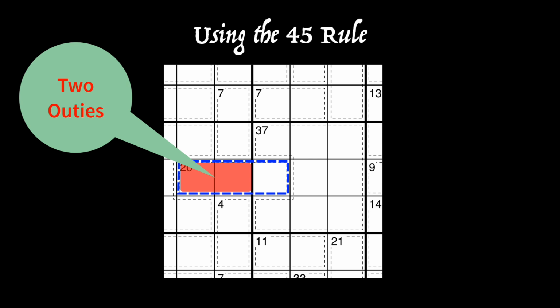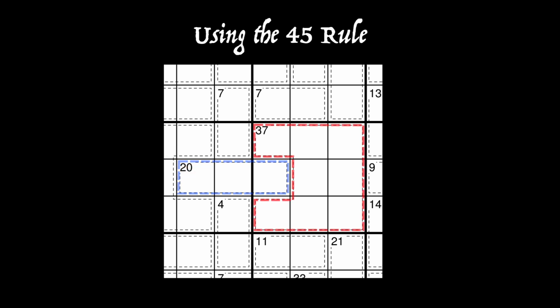Now if we go back to the cage, we're told its total is 37. By the 45 rule, we know all the cells in that house come to 45. So that Innie cell, we will find the number in there by a quick subtraction. And if we subtract 37 from 45, we get 8. So there's how we would use the 45 rule to solve one of the cells of a killer Sudoku.